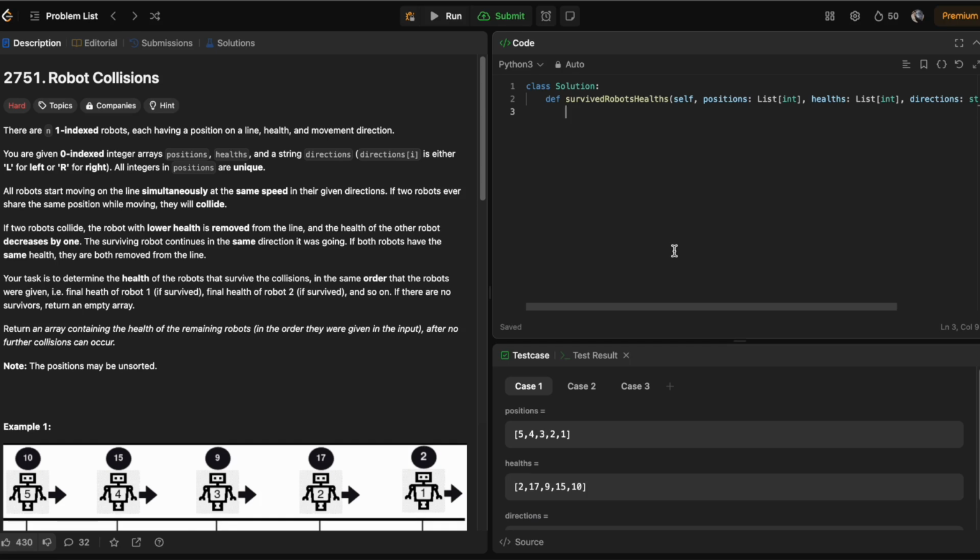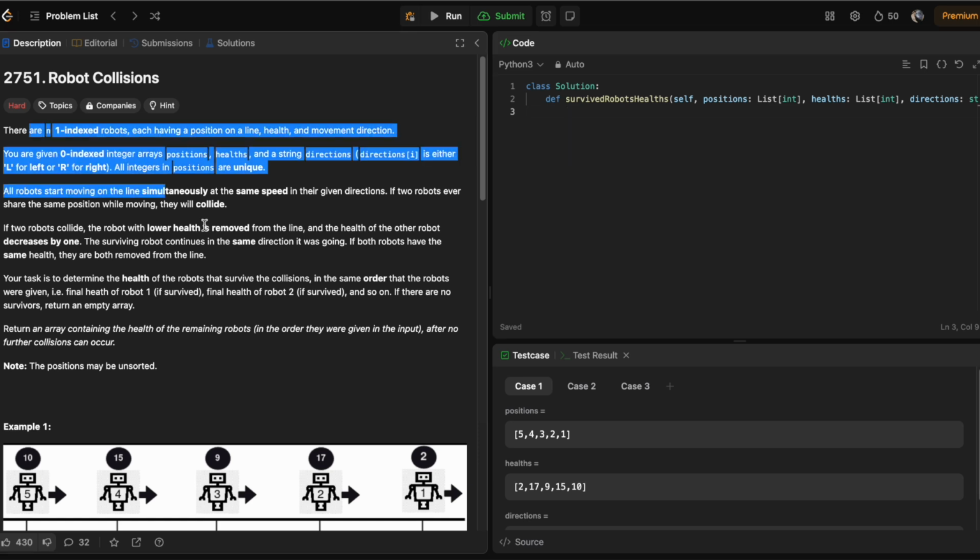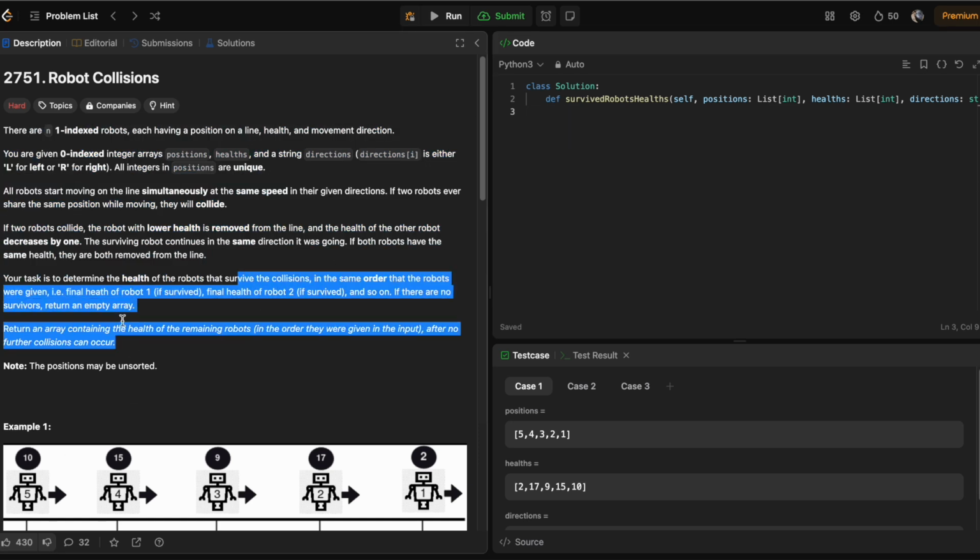Guys, so today's problem is going to be problem 2751, Robot Collisions, and it's going to be the first hard problem of this month. So I'm just going to read the problem right now.